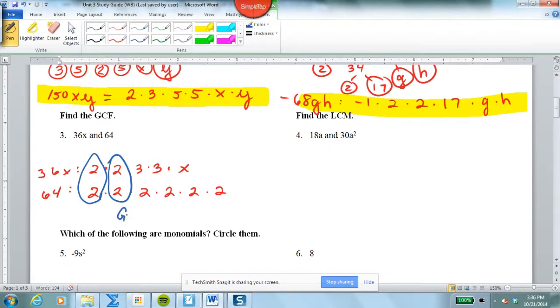So the greatest common factor is going to be the product of those 2 factors. So 2 times 2 is 4. The greatest common factor, like we said when we did it mentally, is 4.